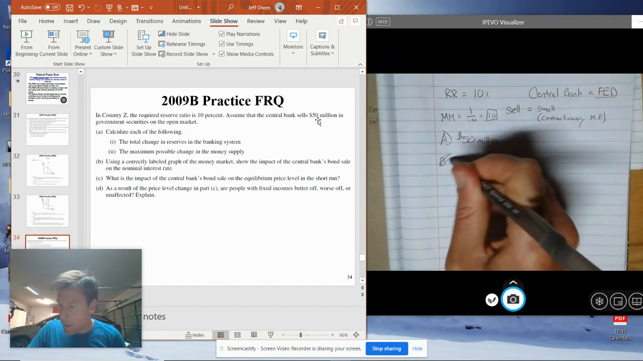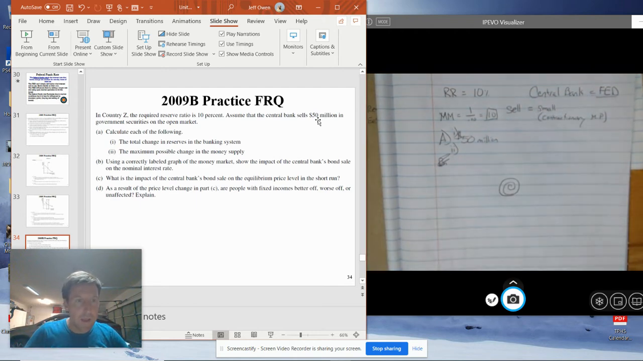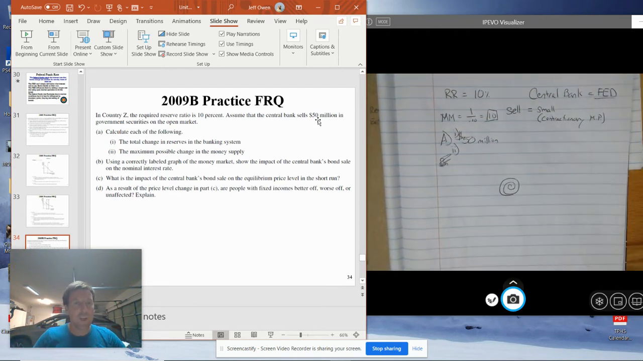Oh, sorry, that was A with a little i. Now part ii: what's the maximum possible change in the money supply? Now we're talking about hitting it with a multiplier.